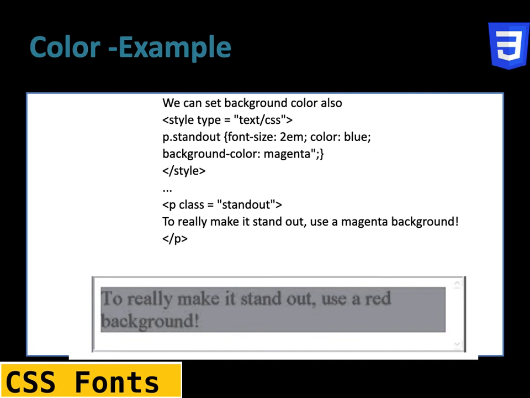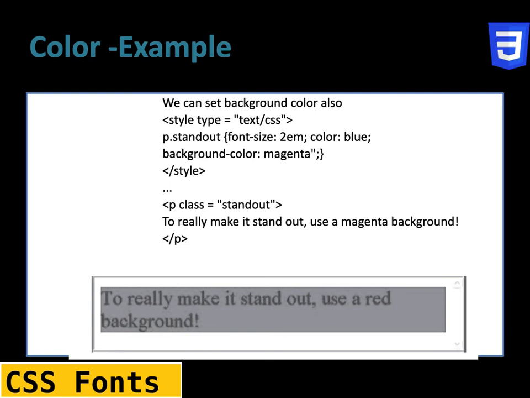We can set background color also. Style type is equal to text slash css. P dot standout, another class is specified. Font size 2em, color equal to blue. Then background-color colon magenta. So three different property value pairs or declarations are there. Font size is 2em, color colon blue, and background color magenta. So color blue means the foreground color. Background-color, that is magenta. Background will be in magenta color.